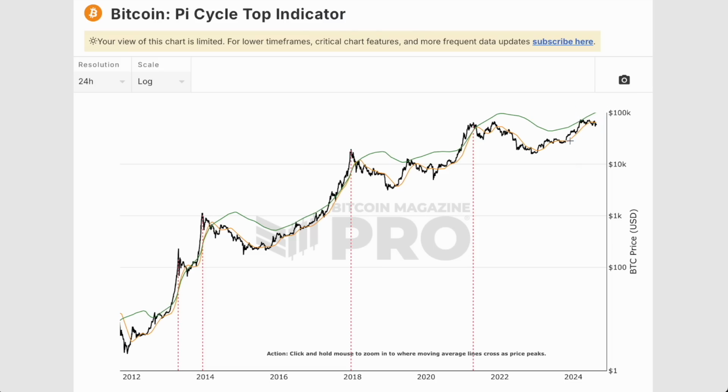Let's talk about it in more detail. So this is the pi cycle moving average. We see that these two moving averages are diverging. But before we talk about the crossover in and of itself, let's talk about the role that the 111-day moving average, the orange one, plays in terms of bargain buying opportunities.